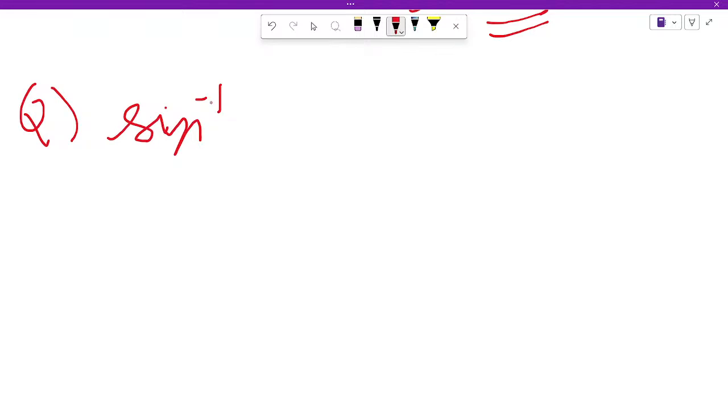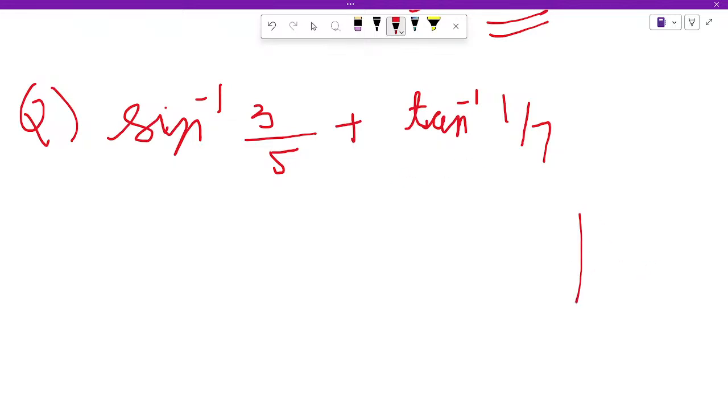Sin inverse 3 by 5 plus tan inverse 1 by 7. This question we can apply the concept of Pythagoras theorem. When it comes to sin inverse, if this is theta, what is sine? Opposite by hypotenuse, right? 3, 5. So if this is 3, this is 5, this will be 4.